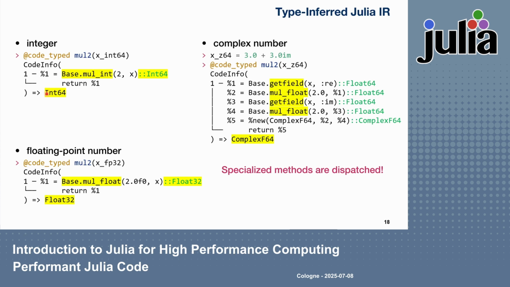This is if you are giving an integer to your function. But if you are giving a floating point number, for example, a single precision floating point number, you will see that instead of triggering multiply integer, multiply floating point number will be triggered. And the return value is Float32.